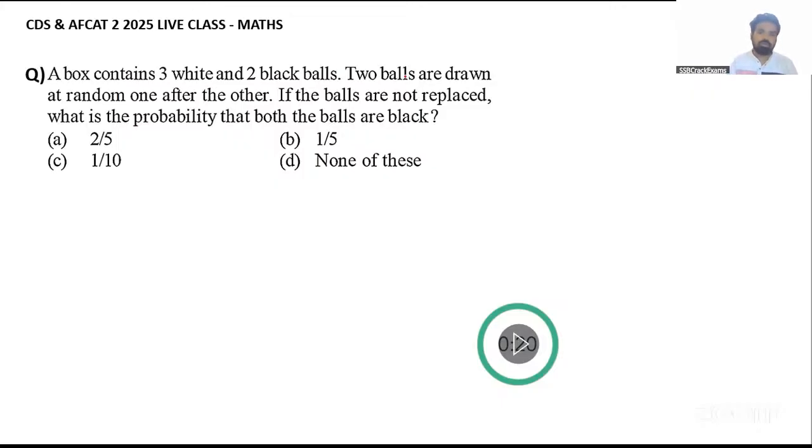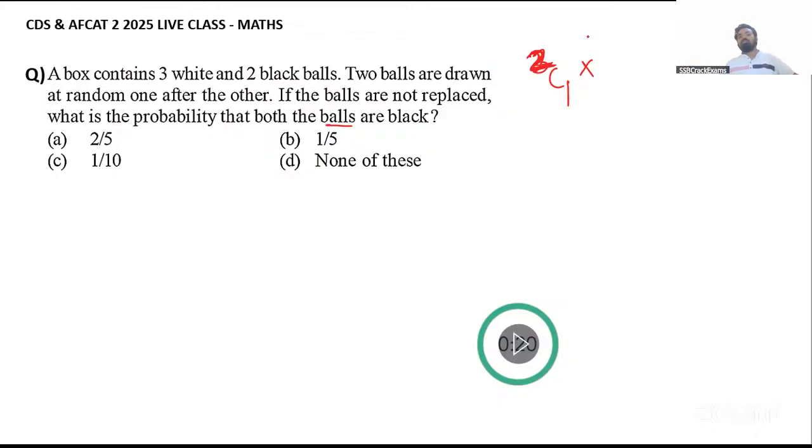So if you use the permutation combination, it is the same way, two balls are drawn one after the other, and it is asking for the probability that both the balls are black. So if first ball is black, it has been 2 out of 5, because there are only two black balls and three white balls. In second situation, black ball is being removed. Now it has not been replaced in that box again.